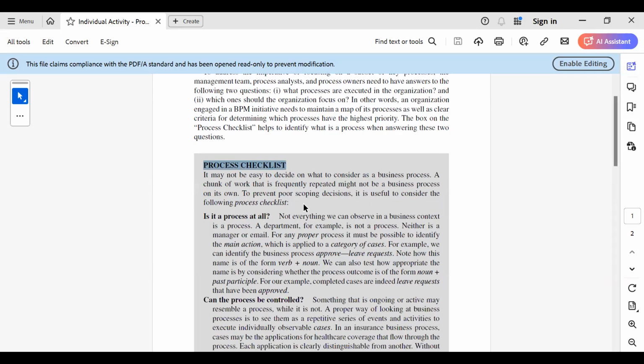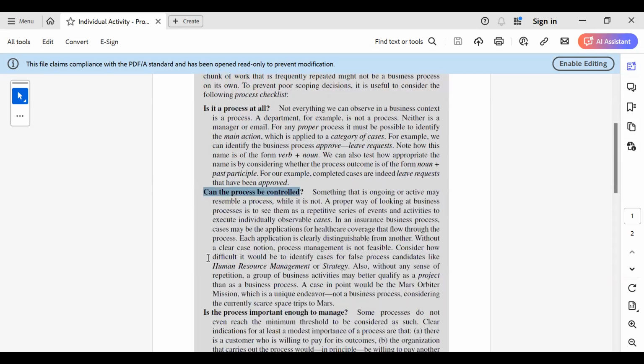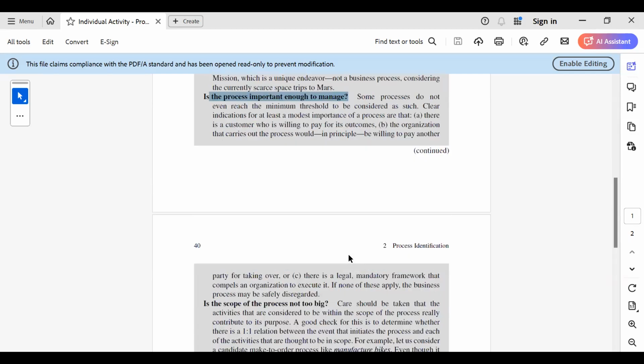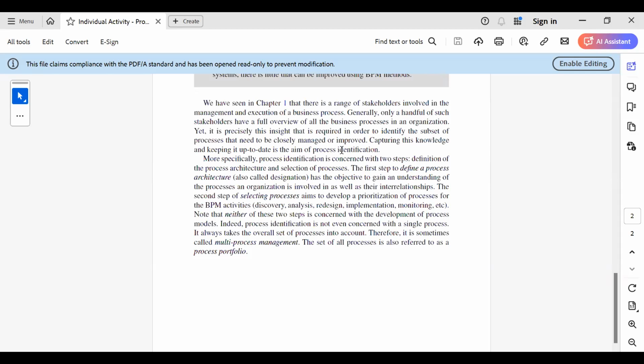What you have to do is read the ash colored part, process checklist. There are a few criteria. The first criteria is, is it a process at all? Can the process be controlled? Is the process important enough to manage? Those are the checklists. Is the scope of the process not too big? Is the scope of the process not too small? You have to read only the things that are in the ash color area.